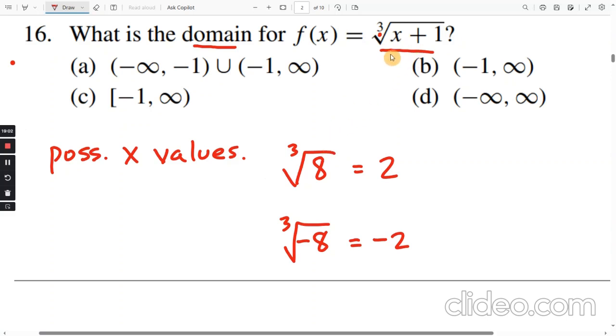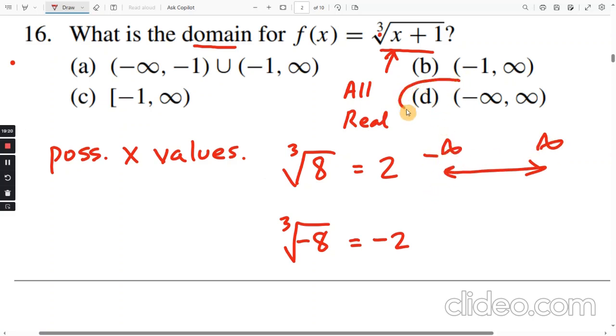All right, so basically, for x, you can plug in anything. All right, that's going to be all real numbers. All right, so basically, it's the entire number line, all the way from negative infinity to positive infinity. Nothing is excluded. All right, so that's answer D. All real numbers are allowed.